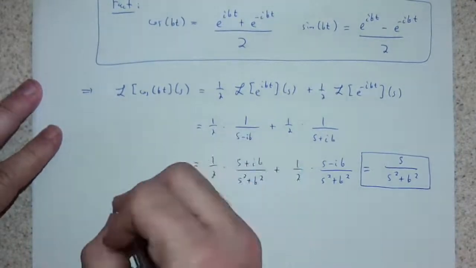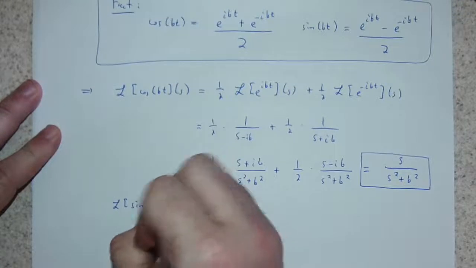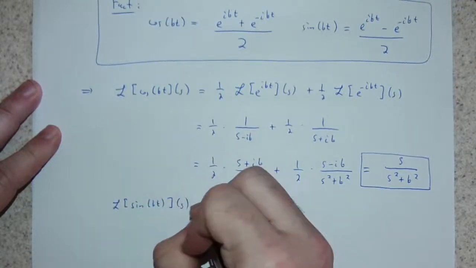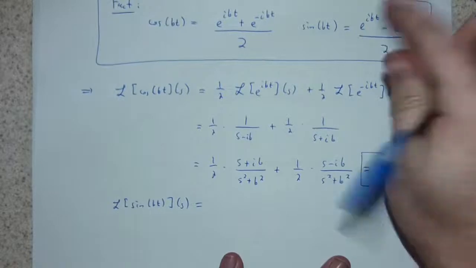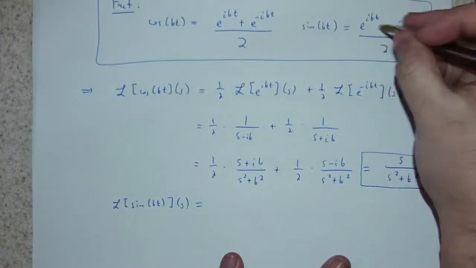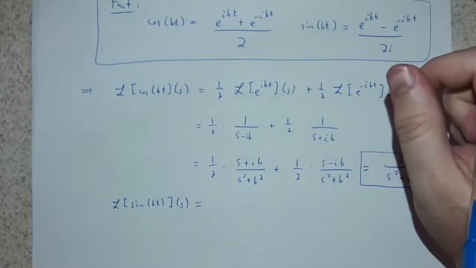Let's do similarly the Laplace transform of sine of bt of s. What is that? Oh, sorry, I rewrote. I didn't write this properly. This is not a 2 here. This has to be a 2i for this to work.